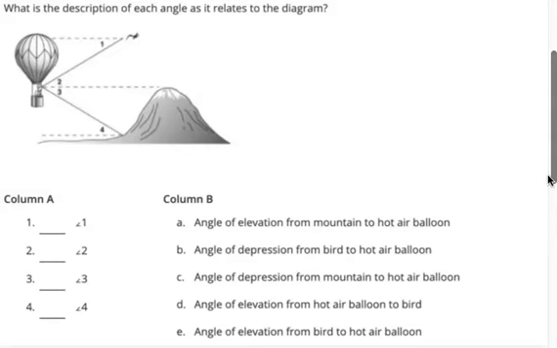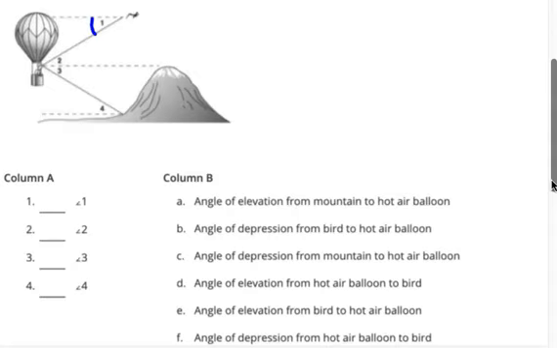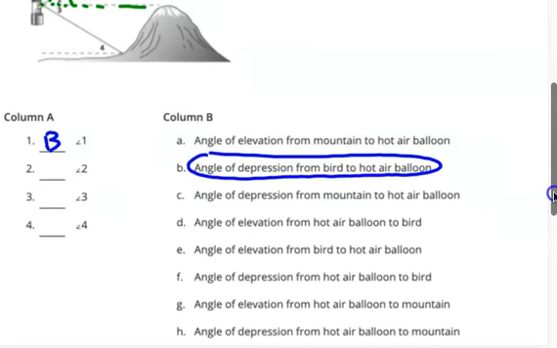Okay, but angle 1 is looking down from the bird to the balloon. So what I'd be looking for is the one that says angle of depression from bird to balloon. That would be this one. Okay, angle of depression from bird to hot air balloon. So for me, that first one is, I would type in B. Okay, angle 2 is just the opposite, hot air balloon back up to the bird. So this angle 2 is the angle that the person would have to look up to see the bird. So I'm looking for angle of elevation from hot air balloon to bird.